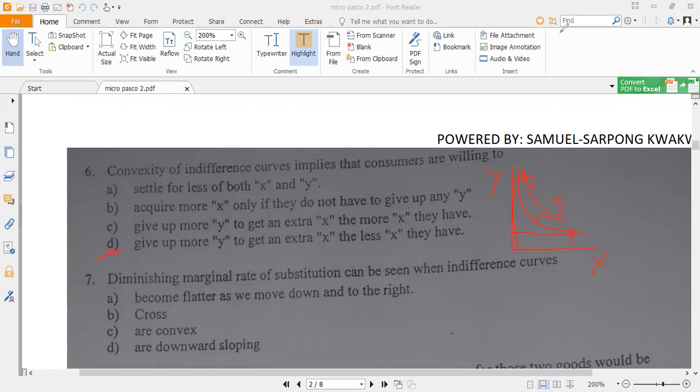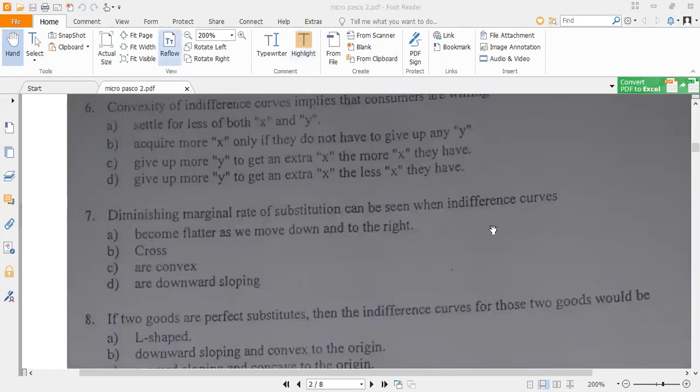All right. Question 7. Diminishing marginal rates of substitution can be seen with indifference curves. I'm sure by now we all know that not all indifference curves are convex. Some are straight lines, some are even L-shaped. We only have diminishing marginal rate of substitution when the indifference curve is convex. The marginal rate of substitution only falls when the indifference curve is convex.